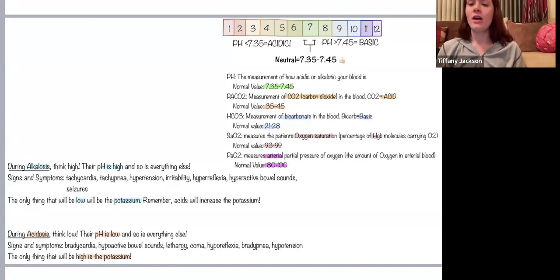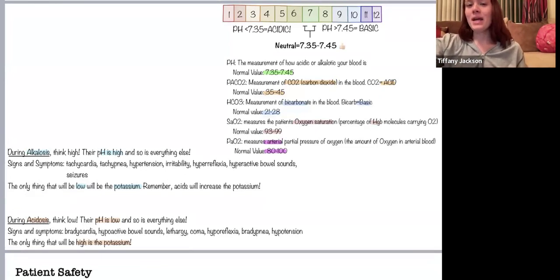Again, kind of on the flip-flop, during acidosis, our pH is low, so it's acidic. It's less than 7.35. Therefore, everything else is going to be low. The signs and symptoms your patient presents with, it's all going to be low. Hypoactive bowel sounds, very lethargic, low respiratory rate. And again, remember, acids will up the potassium, so our patient's potassium will be high. This puts them at risk for cardiac dysrhythmias. In fact, really any issue with potassium, we're going to want to make sure that patient is on a heart monitor.